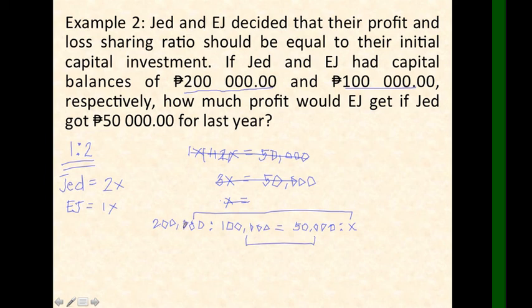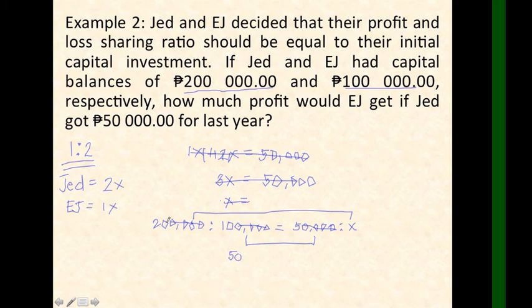I-multiply natin si 200,000 kay X at si 100,000 kay 50,000. Pero para mas magaan, bilangin natin yung zero ng pinakamaliit na number. So, ang pinakamaliit na number is 50,000. So, 4. Cancel natin yung 4 dito. 4 at 4. So, magiging 20, 10 at saka 5 na lang. So, multiply natin si 10 kay 5. Ang answer natin is 50. Tama? Ay, tama ba ako? 50.